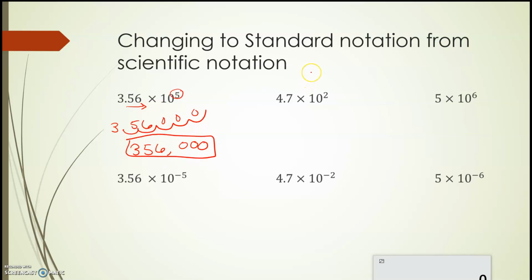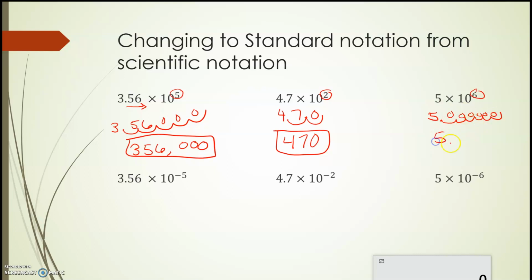So again, this is a positive. We have 4.7. We have to move it 2 spots. 1, 2 spots. Again, we add a 0 there. 470. We have 6. Where does the decimal and the 5 land when it's not there? It's right behind it. So we're going to move it 1, 2, 3, 4, 5, 6. So the answer is 5 million.